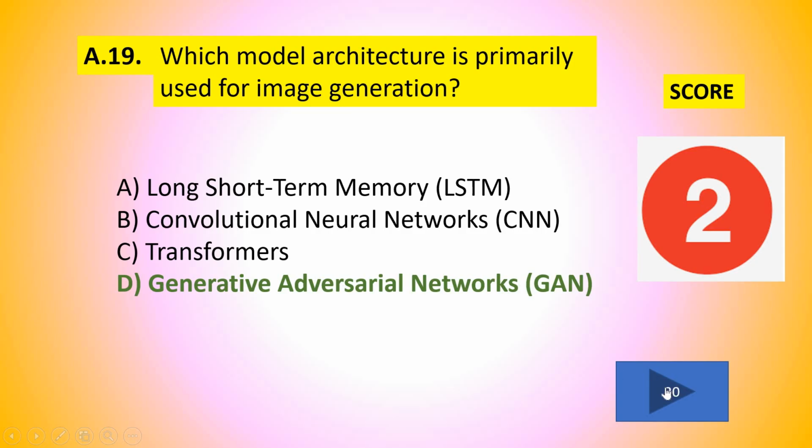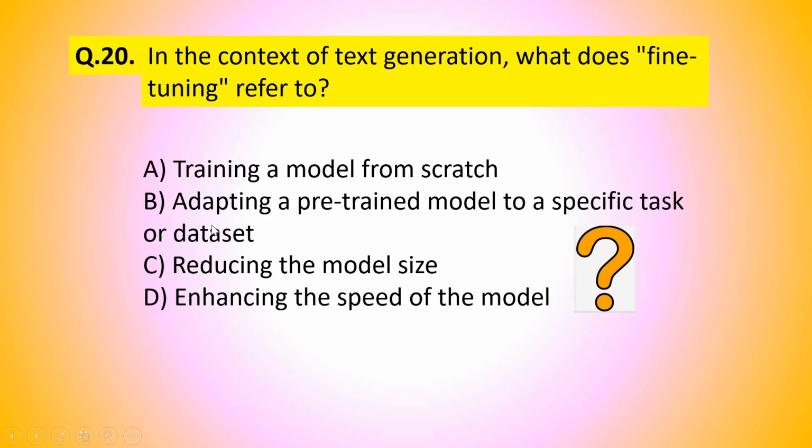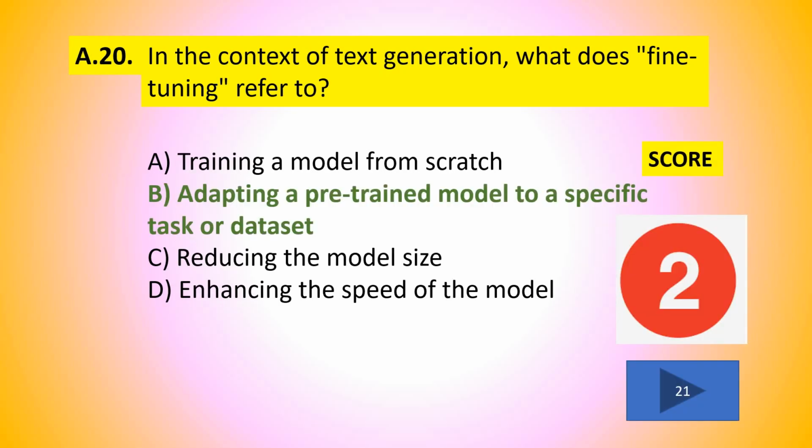Now let's move to question number 20. In the context of text generation, what does fine tuning refer to? Training a model from scratch, adapting a pre-trained model to a specific task or dataset, reducing the model size, or enhancing the speed of the model? Yes, students, the correct answer is B part, adapting a pre-trained model to a specific task or dataset. This is called fine-tuning. Okay, three more questions are left, students.